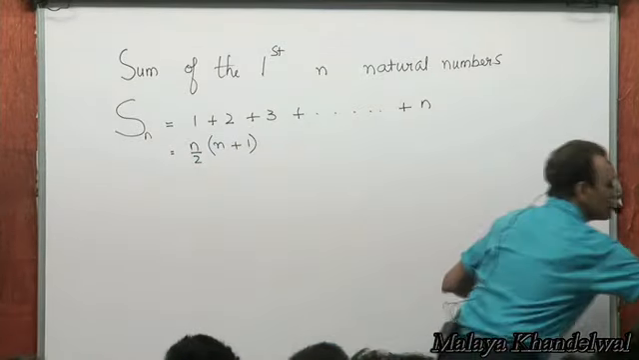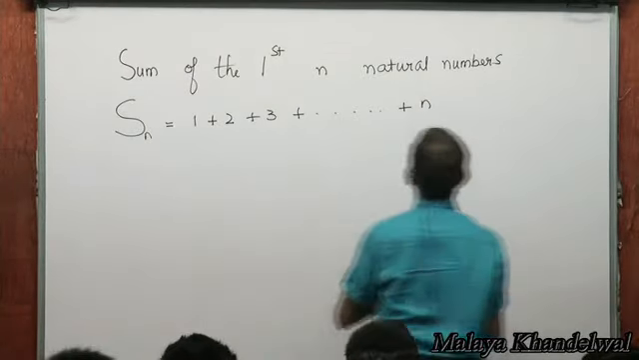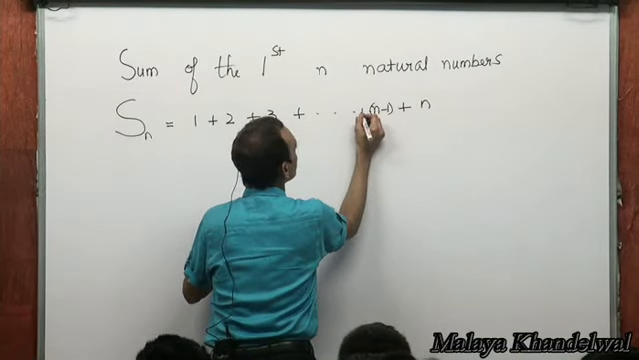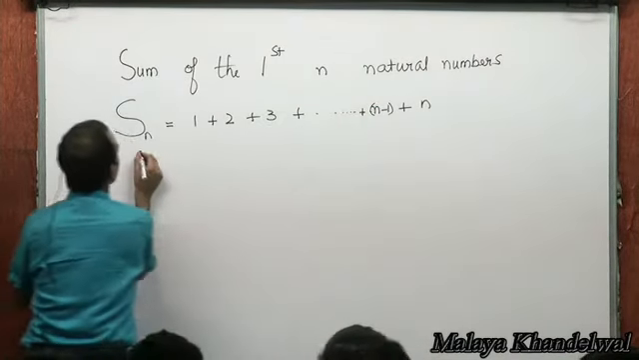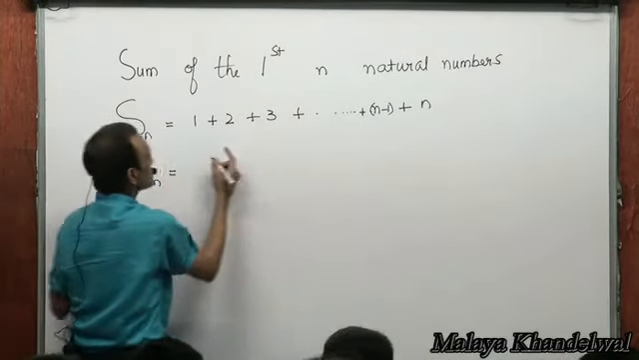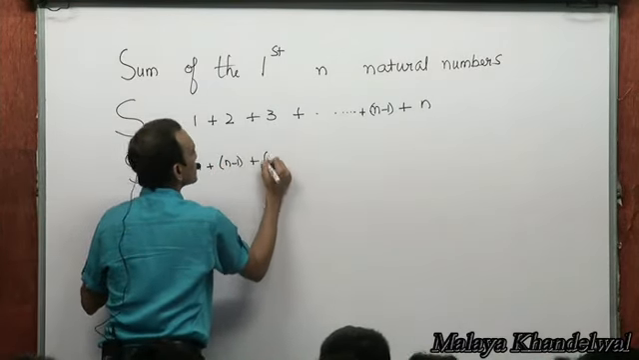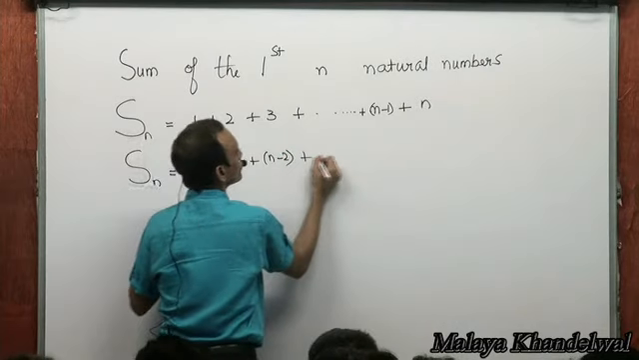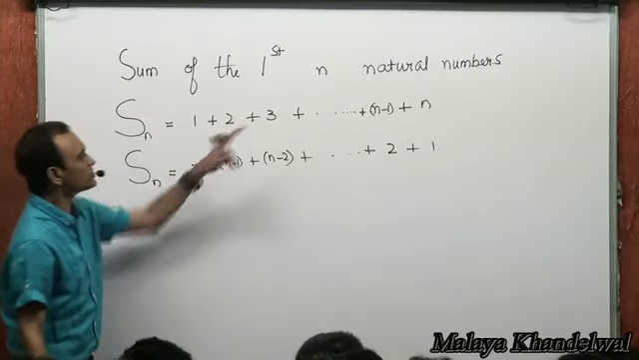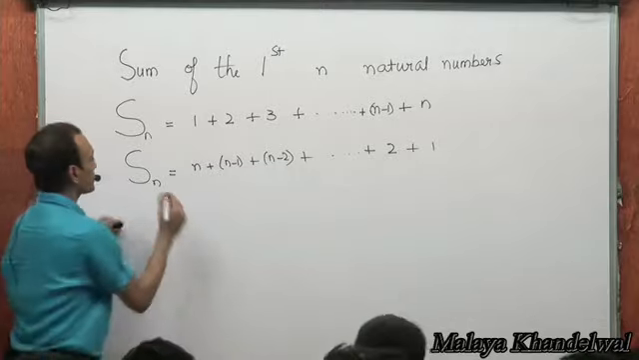Or some of you might want to look at it like this as well. If you look upon this as Sn, write this sequence in a reverse order, which is called the method of reversals. Last term first, so that's going to be n plus n minus 1 plus n minus 2 plus ... plus 2 plus 1. I've just written last term first and proceeded in that direction, right?